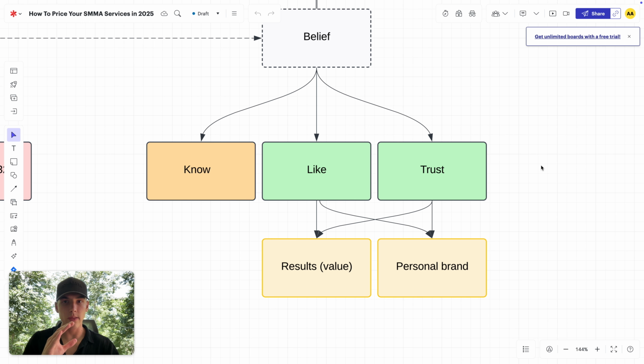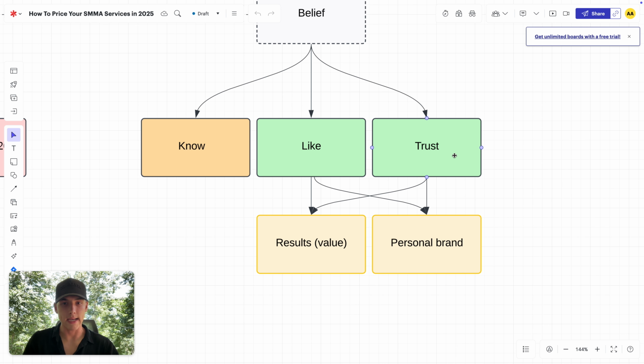And the way you do this is by building a personal brand and by building results. And by personal brand, I don't mean that you necessarily have to be posting on LinkedIn or on YouTube or on Instagram. Not personal brand in the sense of social media, but personal brand in the sense of what kind of aura you give off on sales calls, how confident you are, how you talk.